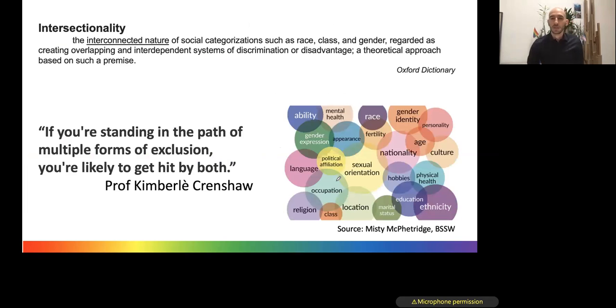And finally, even if I know that I spoke mostly about LGBTQ issues, I would like to conclude with the concept of intersectionality that was developed in the 70s by some Black professors, and the term was created by Professor Kimberlé Crenshaw. You can read the definition, but I think that this sentence summarizes the concept pretty well: if you are standing in the path of multiple forms of exclusion, you're likely to get hit by both.